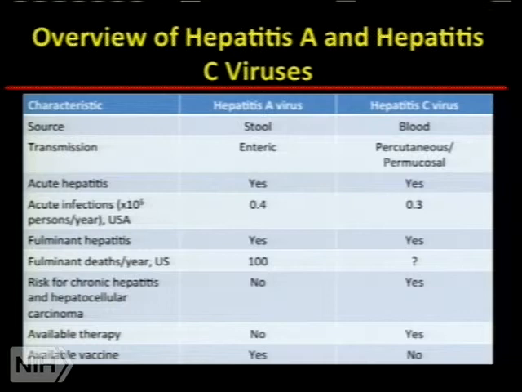Hepatitis A is usually associated with a self-limiting infection, so it doesn't require any therapy, whereas the majority of cases of hepatitis C go on to develop chronic hepatitis, and therapies are available, and I'm going to discuss the new therapies later in my talk.